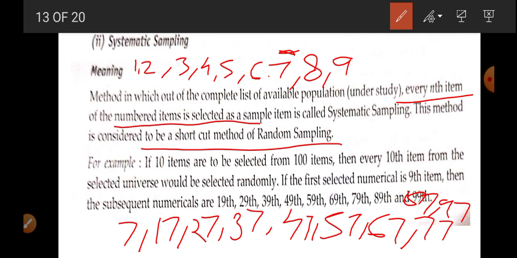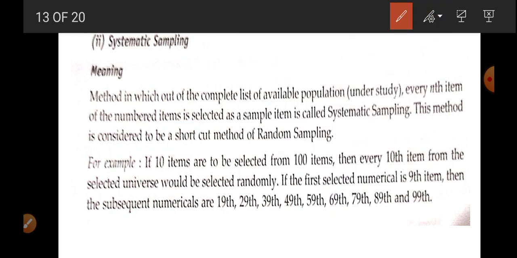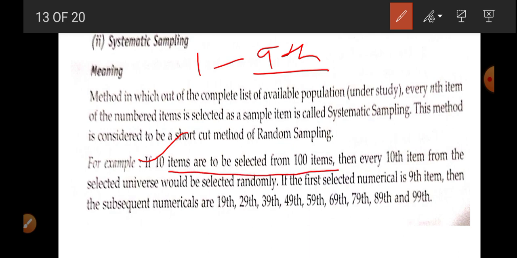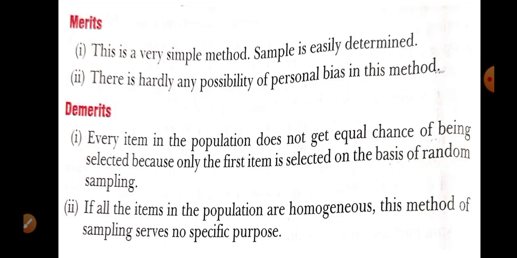So this is your systematic sampling. Only the first to ninth item gets an equal chance to be selected. After that, whatever number comes, we follow the sequence. If 1 comes, then 1, 11, 21, 31, 41, 51, 61, 71, 81, 91. So what is written? If 10 items are to be selected from 100 items, and the first selected number is 9, then we follow 19, 29, 39, 49, 59, 69, 79, 89, 99.